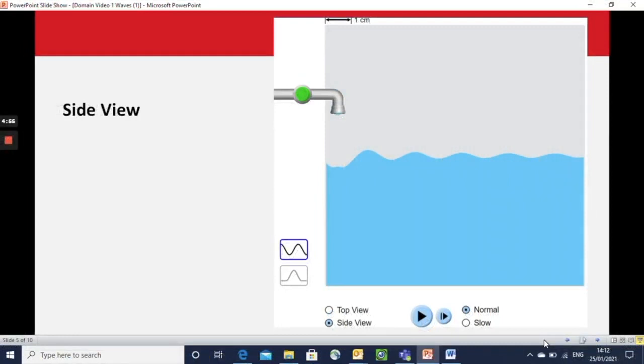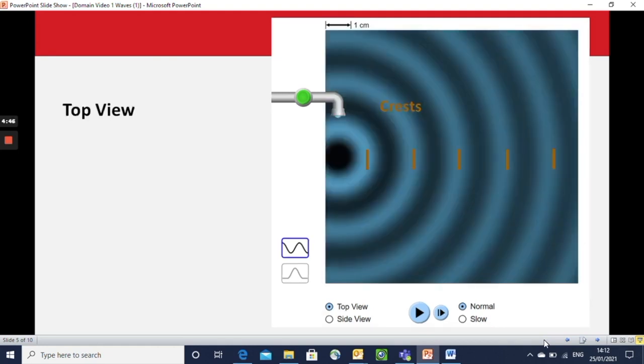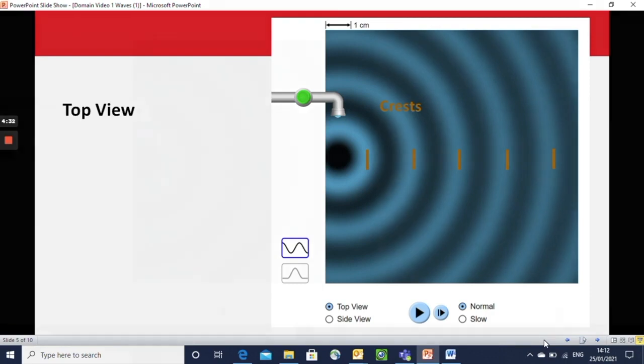If we go back to the side view, we can identify areas of maximum displacement and then look at it in the top view. We can see that they align with the lighter rings. This is a great way to help your students link crests to wavefronts, and they'll need to understand this later when they're using the ripple tank to measure wave speed.